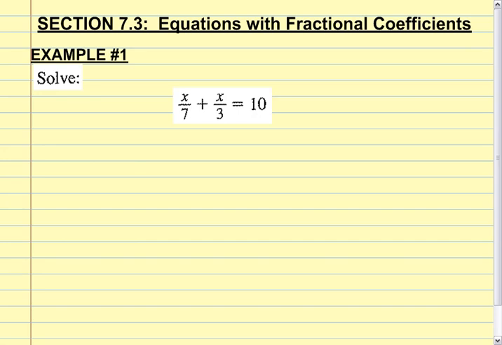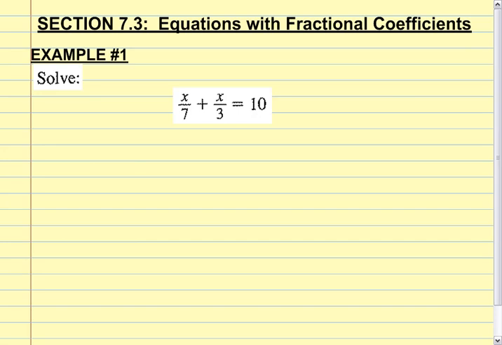So, yesterday we had a fraction equals a fraction. So we know to cross multiply. Okay? But today, I don't have a fraction equaling a fraction. I've got an expression over here with fractions in it.